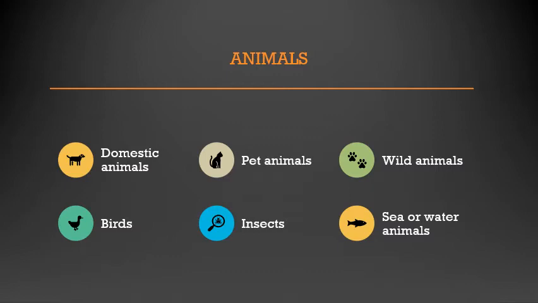Domestic animals. Pet animals. Wild animals. Birds. Insects. Sea or water animals. These are the different kinds of important animals that you will be learning in today's class.